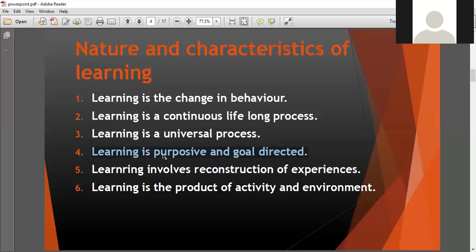Then learning is purposive and goal directed. So it's important that if we want to ensure that we have learned what we wanted to learn, then we have to have a goal. So the learning has to be goal directed, and that's why if you remember your school classrooms and even your university classes, all the courses are divided into maybe chapters or units or modules, and each module or each chapter has a certain focus, as is the case in this course as well.